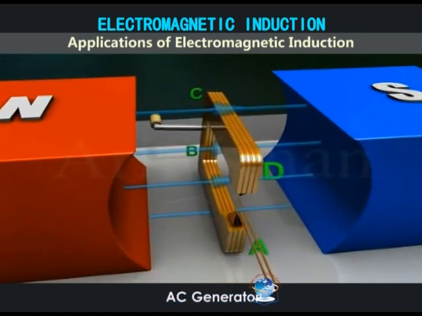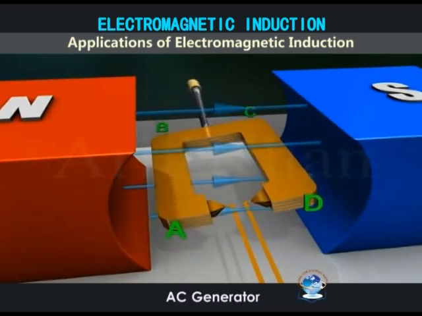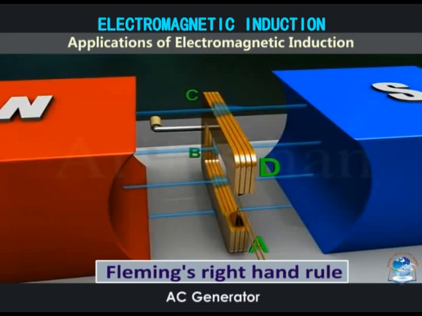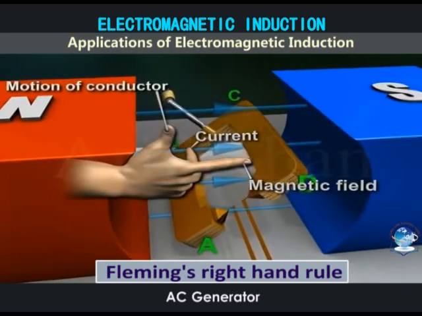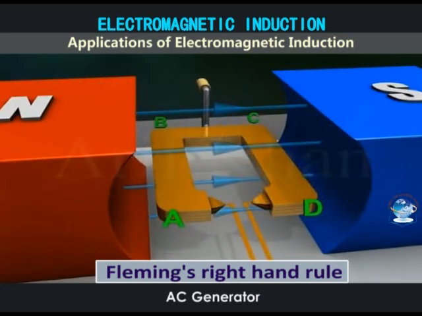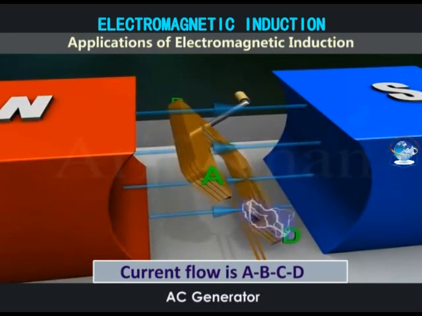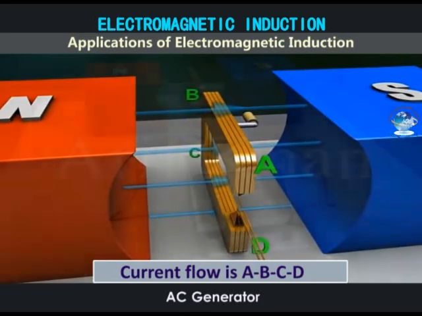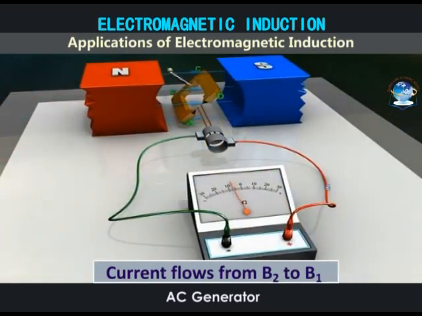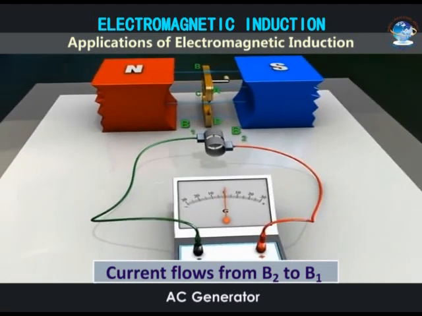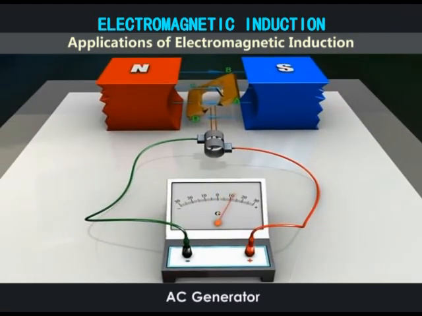During the next half rotation, arm AB moves up while arm CD moves down. Again, by Fleming's right-hand rule, current will flow in the direction ABCD. That is from B2 to B1 through the galvanometer. Therefore, the induced current changes its direction every half rotation.